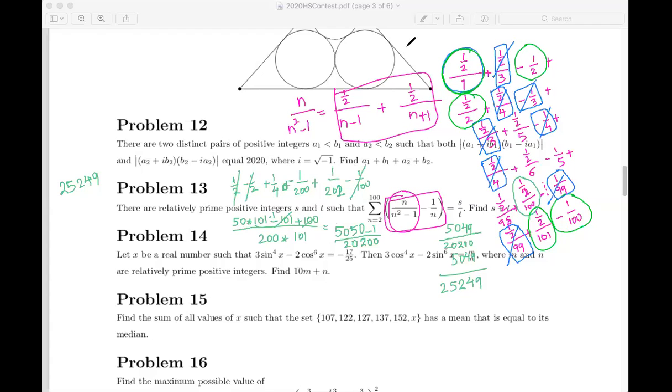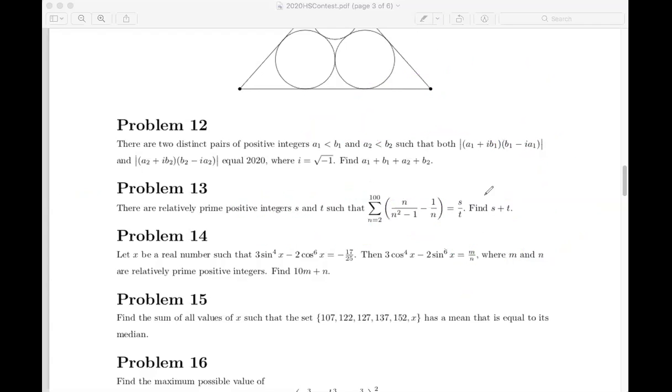Okay, let's move on to problem 14. Let x be a real number such that 3 sine to the fourth x minus 2 times cosine to the sixth x is negative 17 over 25. Then 3 times cosine to the fourth x minus 2 times sine to the sixth x is m over n, where m and n are relatively prime, positive integers. Find 10m plus n.